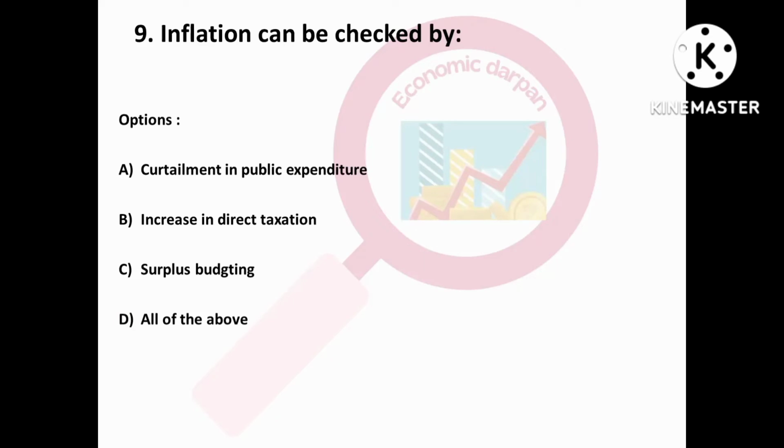Question number 9. Inflation can be checked by: option A, curtailment in public expenditure; option B, increase in direct taxation; option C, surplus budgeting; and option D is all of the above. So option D, all of the above, is right.